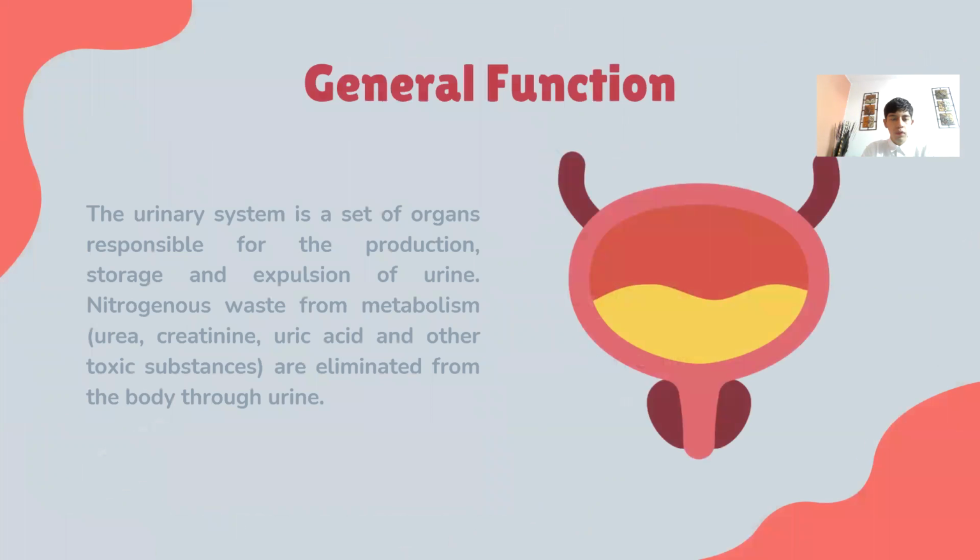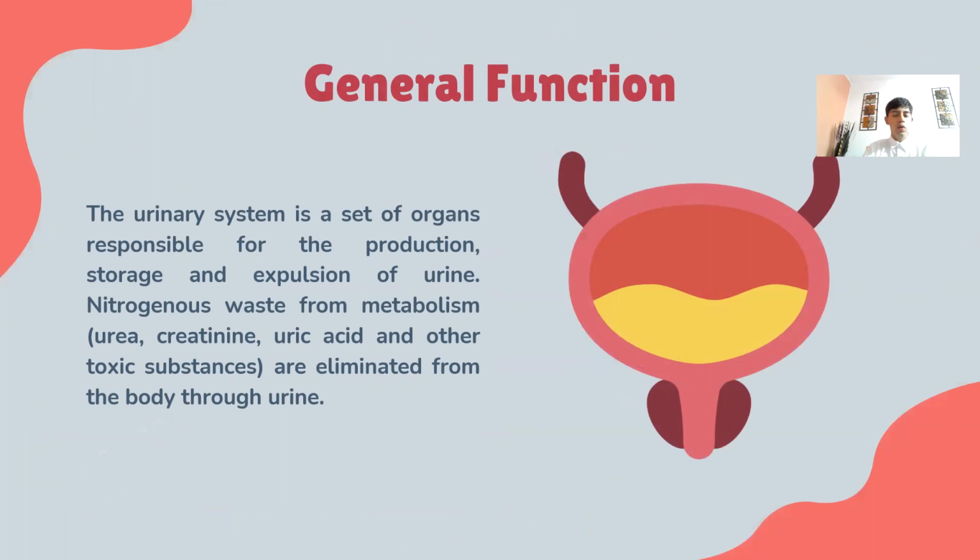Well, as we say, the urinary system is a set of organs responsible for the production, storage, and expulsion of urine. Heterogeneous waste from metabolism like urea, creatinine, uric acid, and other toxic substances are eliminated from the body through urine.